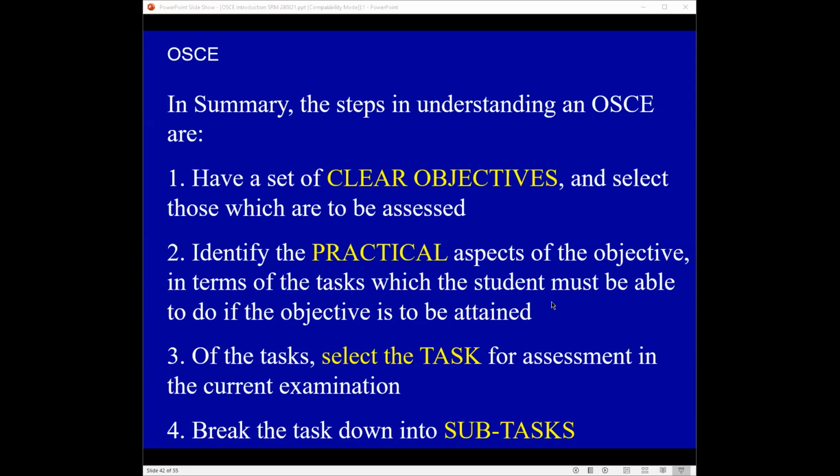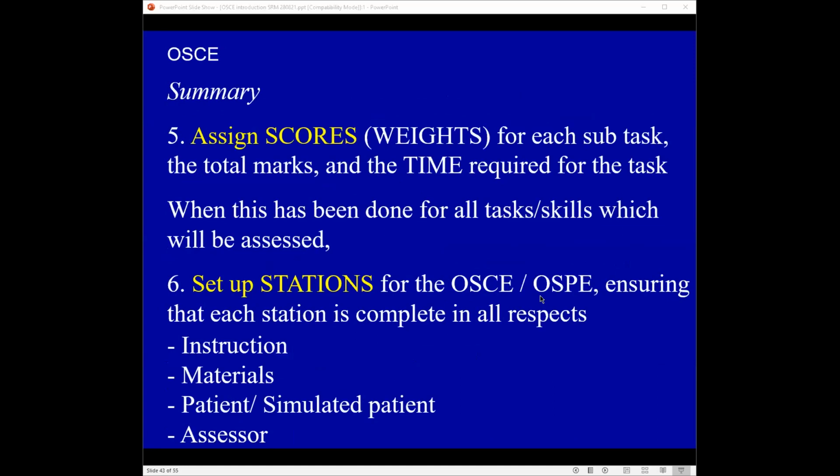Now, of those tasks, we must select the task for today's exam and then break the task down into subtasks, then assign scores for each of the subtasks and get the checklist for that task. Then we set up the stations for the OSCE, ensuring that each station has got the instruction, the materials, if necessary, a patient or a simulated patient, and if necessary, an assessor.